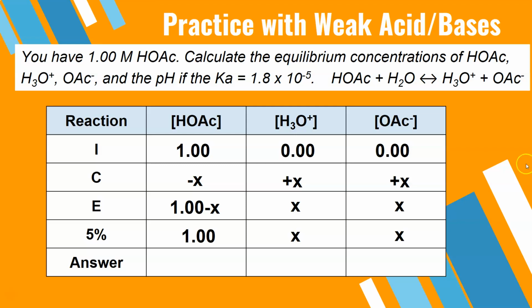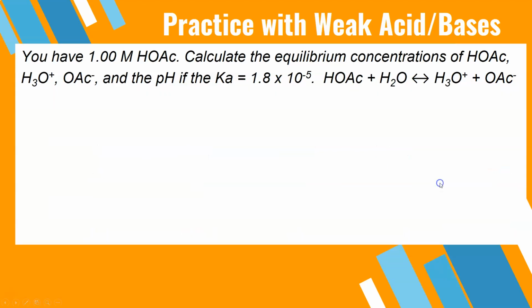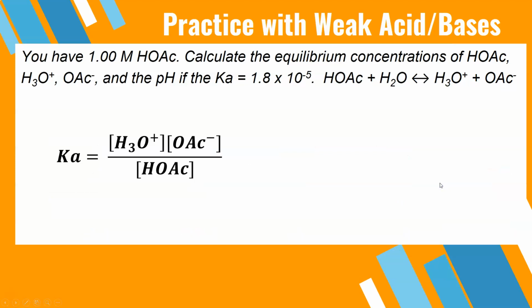Next, just like we used to do, we're going to set up a K expression, a law of mass action. So what we're going to do is we're going to have our Ka expression, products over reactants. We were told what our Ka is, and we're going to plug in our info from our ice table. Why don't you take a minute and just practice, get your value for x.